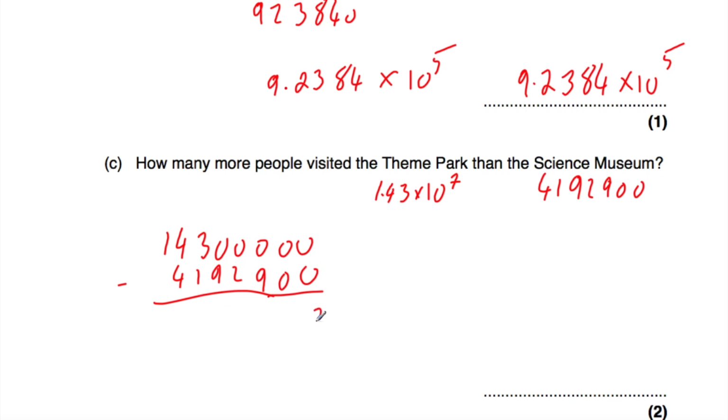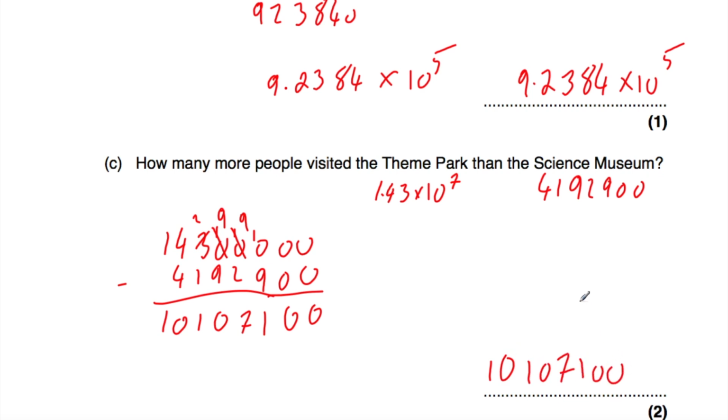0 take away 0 is 0. 0 take away 0 is 0. 0 take away 9, we're going to need to borrow, so cross the 3 out, make it a 2. That's now 10. Borrow again, a 9 and a 10. Borrow again, a 9 and a 10. 10 take away 9 is equal to 1. 9 take away 2 is equal to 7. 9 take away 9 is equal to 0. 2 take away 1 is equal to 1. 4 take away 4 is equal to 0, and then we've got the 1. So there was 10,107,100 more visitors to the theme park than the Science Museum. And that's it. Okay, let's look at our next question.